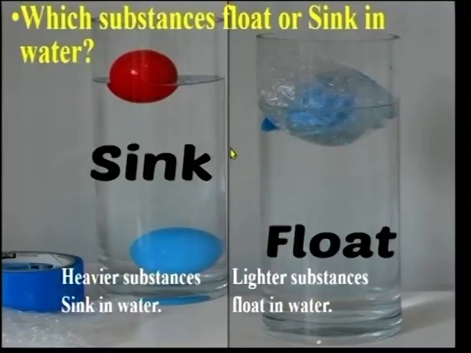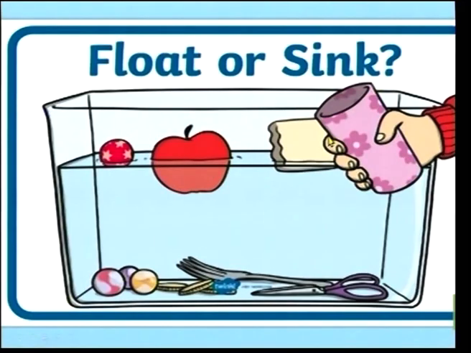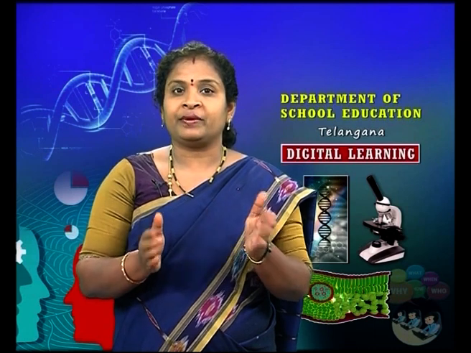So, children, look at this picture. If you mix heavier and lighter substances, then the heavier substances will sink and separate themselves, and the lighter substances will float and separate themselves. So, the same activity we have seen, spoon, scissors, fork, all are sinking, and the lighter substances like duster, apple, pen cap, plastic glass, they all will float and separate themselves. So, this is the main property of substances we can use to separate the things.